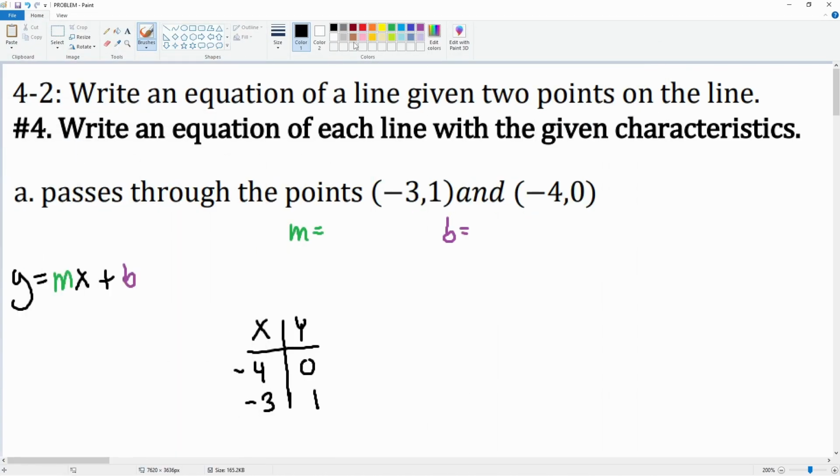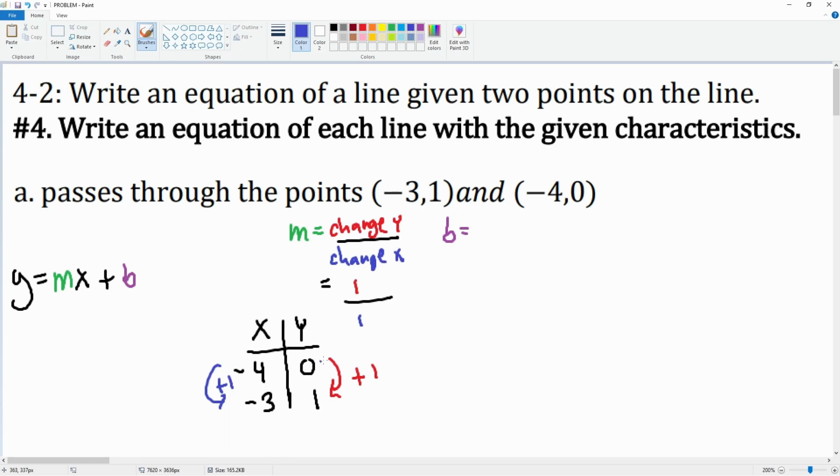Now we can look for the change. From 0 to 1, we're going to add 1. And then from -4 to -3, we are also going to add 1. This allows us to get our slope. The slope here is going to be the change in the y divided by the change in the x, which is represented by those arrows. So this is going to be equal to 1 over 1, which can just be 1.